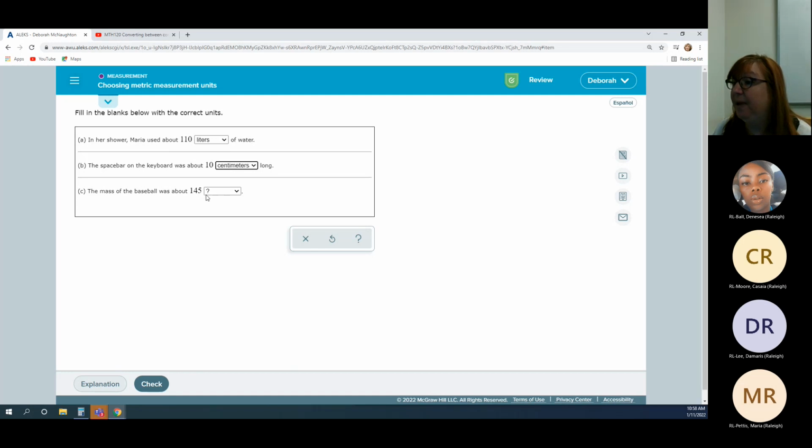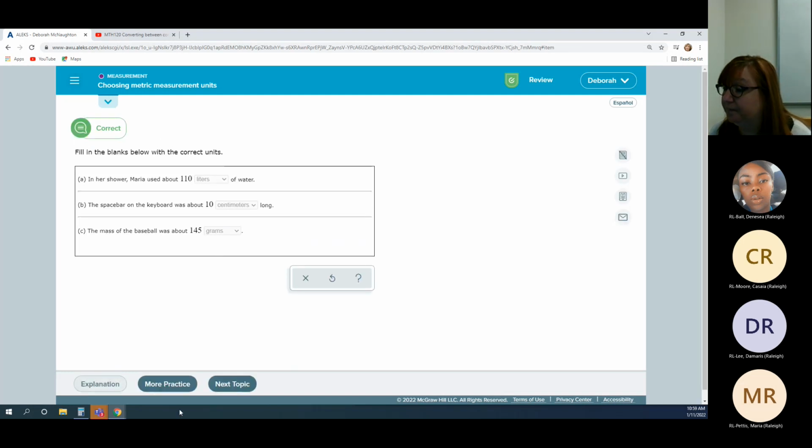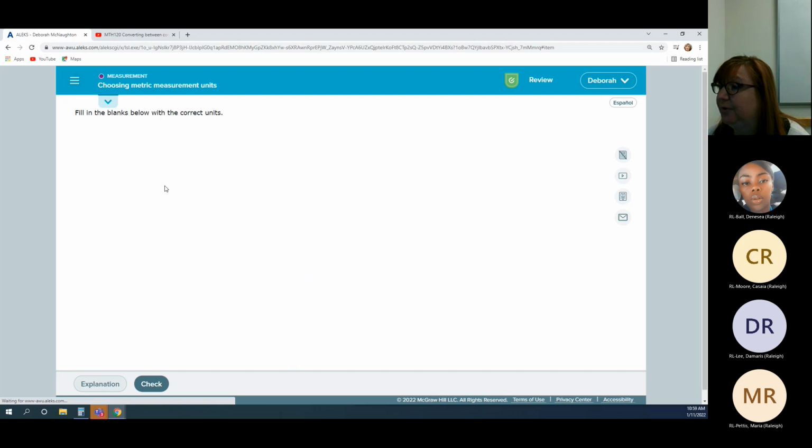And then the mass of a baseball is about 145. If we used kilograms, this would be way heavier than a person, because I think people weigh about 50 kilograms. So this is going to be measured in grams, because we wouldn't measure that in pounds, and it certainly wouldn't be 145 pounds. So that's kind of how you do them.